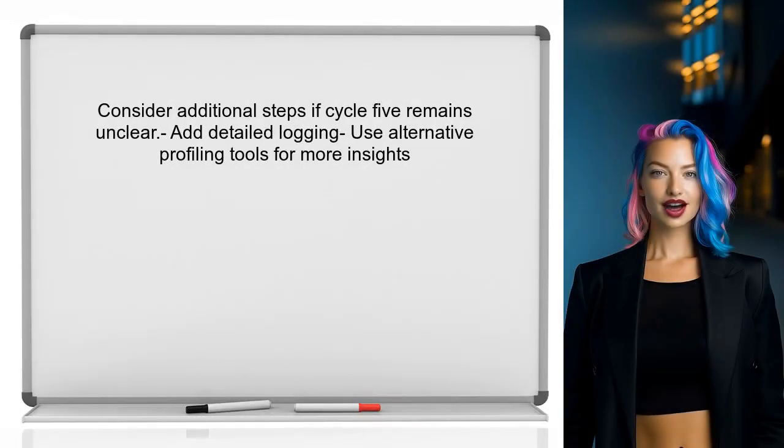Finally, if the user still cannot find the source of the cycle5 function, they may consider adding more detailed logging or using a different profiling tool that provides more insights into the function calls.